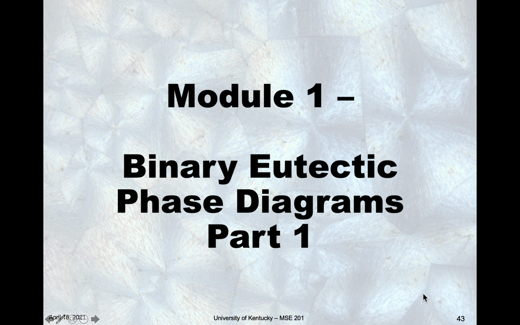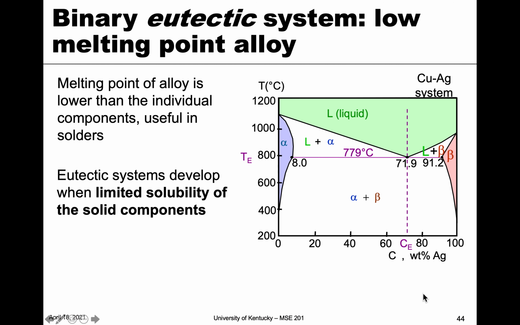All right, in this module, we're going to start talking about binary eutectic phase diagrams, and we'll continue that in the next module as well. So we've talked about an isomorphous binary system. Here we're going to talk about a binary eutectic system. And the term eutectic is just a term that means low melting point alloy.